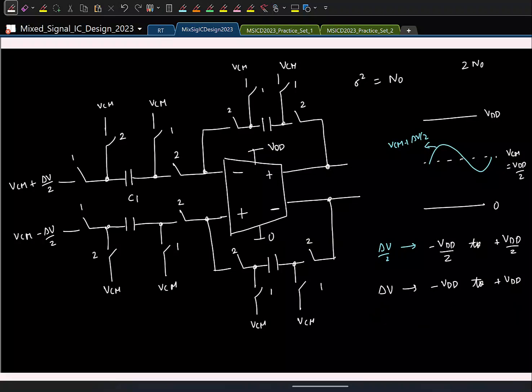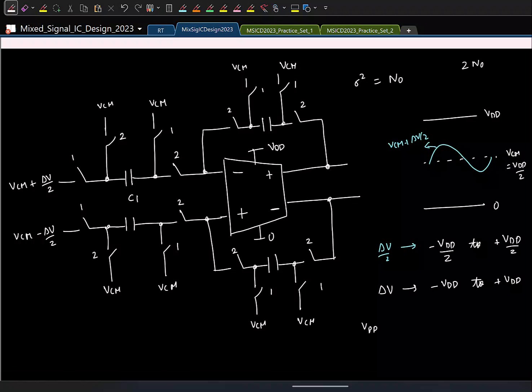So for the single-ended case, what is the peak-to-peak swing we can have? This is a single-ended signal. What is the maximum peak-to-peak sinusoid I can apply? VDD. So this is the maximum sinusoid I can apply. Peak-to-peak is VDD. So if I were to write the peak-to-peak differential, what will that be? 2 VDD.